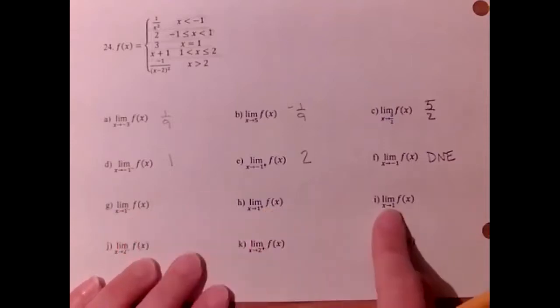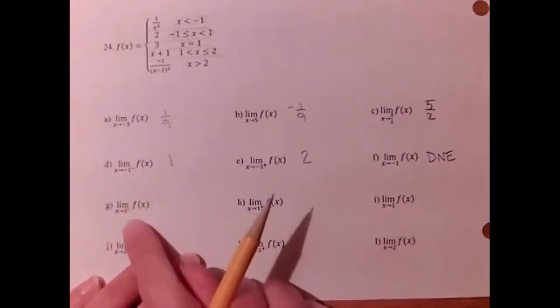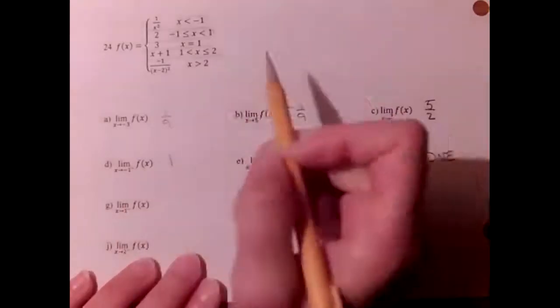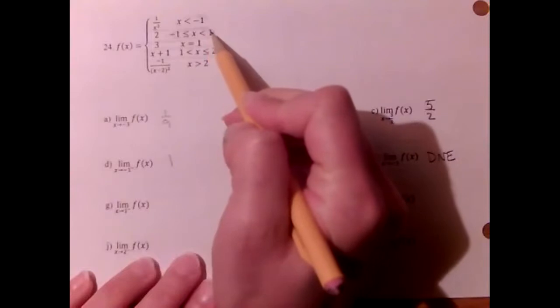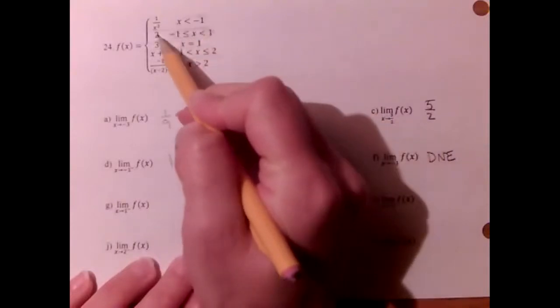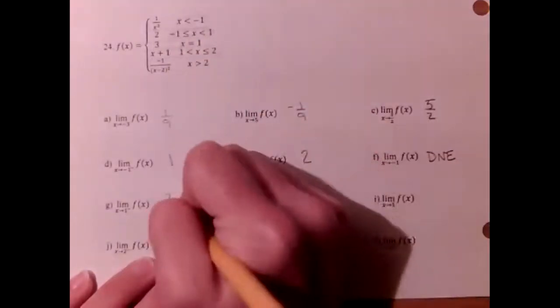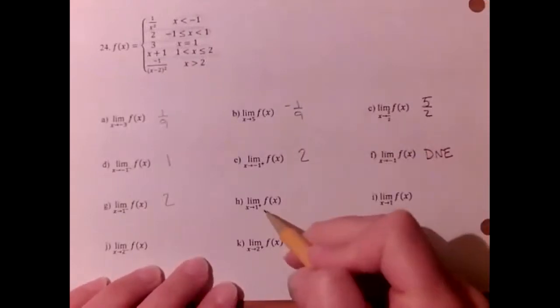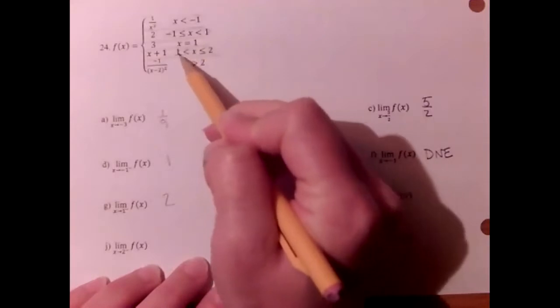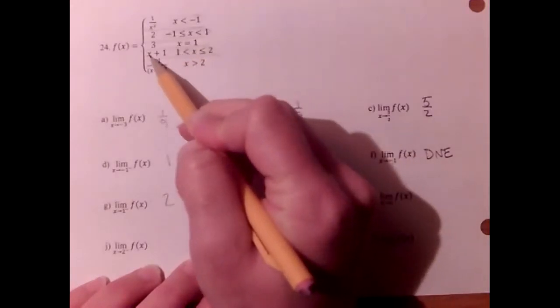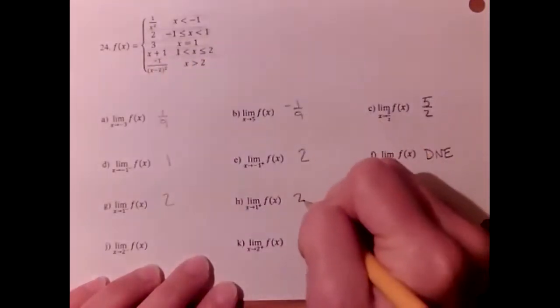Now these three, we're going to do the same thing at +1. So we want to do +1 from the left. That would be this section right here. If we want to do 1 from the left, we want numbers smaller than 1. So that is going to be 2. 1 from the right would be this section. We want where x is bigger than 1. So if you plug in there, 1 plus 1, 2.